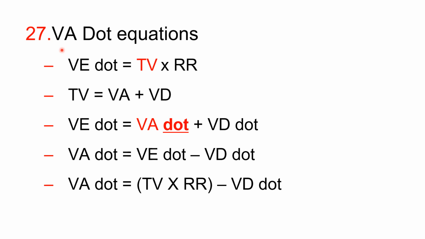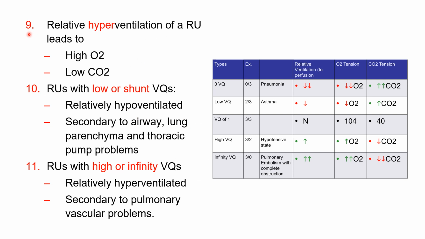Okay, the VA dot equation is primarily a combination of your VE dot, which is equal to tidal volume times RR. Tidal volume is equal to your alveolar space volume plus your dead space volume. And when we combine both, we come out with the equation that VA dot is equal to tidal volume times RR minus VD dot. If there's a relative hyperventilation of the respiratory unit, that will lead to a high O2 tension and a low CO2 tension.